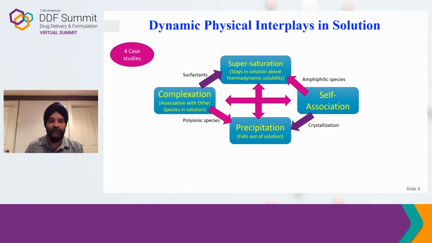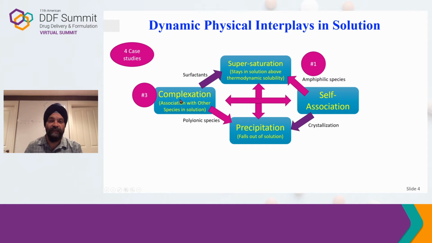So thinking about the dynamic interplays in solution, the key message that I think we want to take away from today's talk through different case studies is that the self-association shown on the right side is really a function of the drug itself, and it is influenced with the complexation behavior that is shown on the left side. And this complexation can happen with other species in solutions such as excipients. These phenomena can lead to supersaturation, shown on the top middle, or it could lead to precipitation. And these are important also in the performance and behavior.